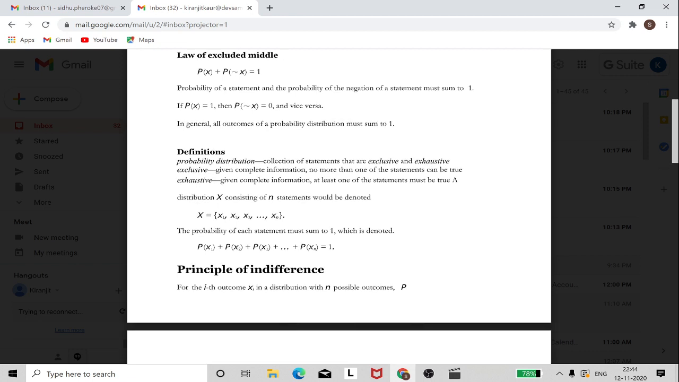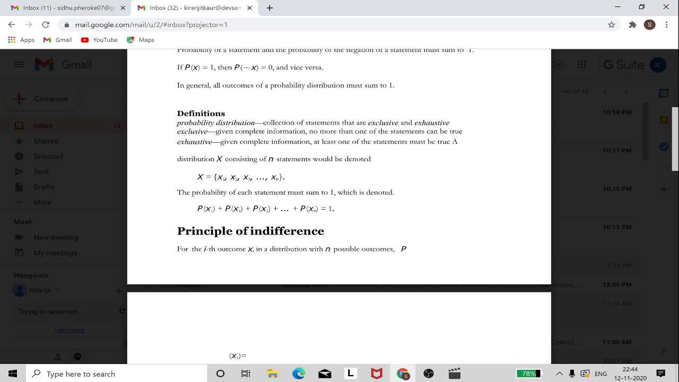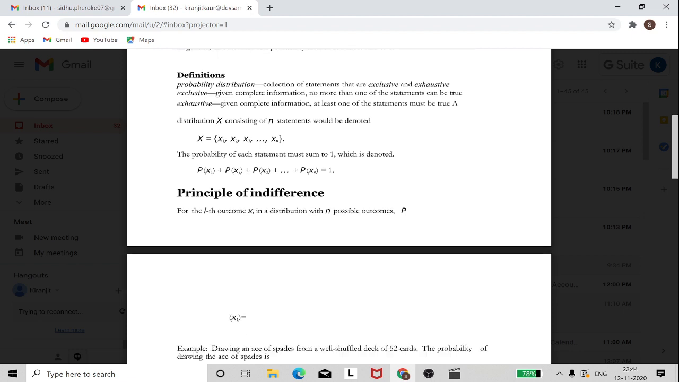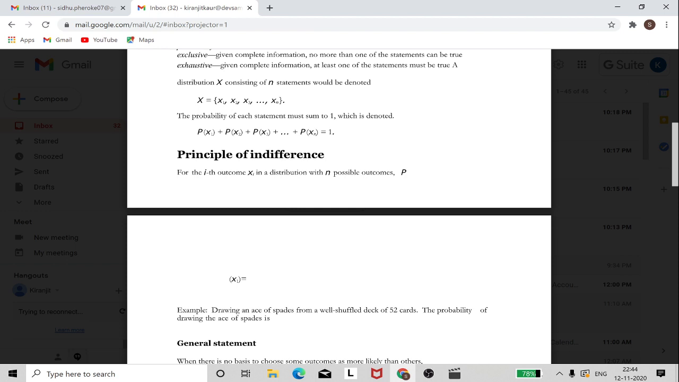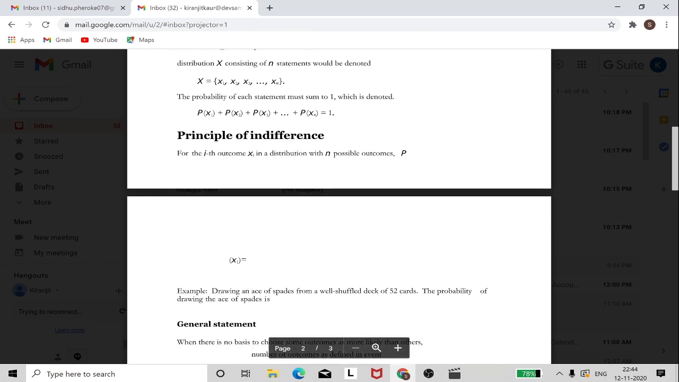Now, what is the principle of indifference? For the ith outcome xi in a distribution with n possible outcomes, P of xi must be 1 over n. For example, drawing an ace of spades from a well-shuffled deck of 52 cards, what will be the probability of drawing the ace of spades? Now, there are 52 cards and there is only one ace of spades. So, the probability will be 1 out of 52, that is 1 over 52.